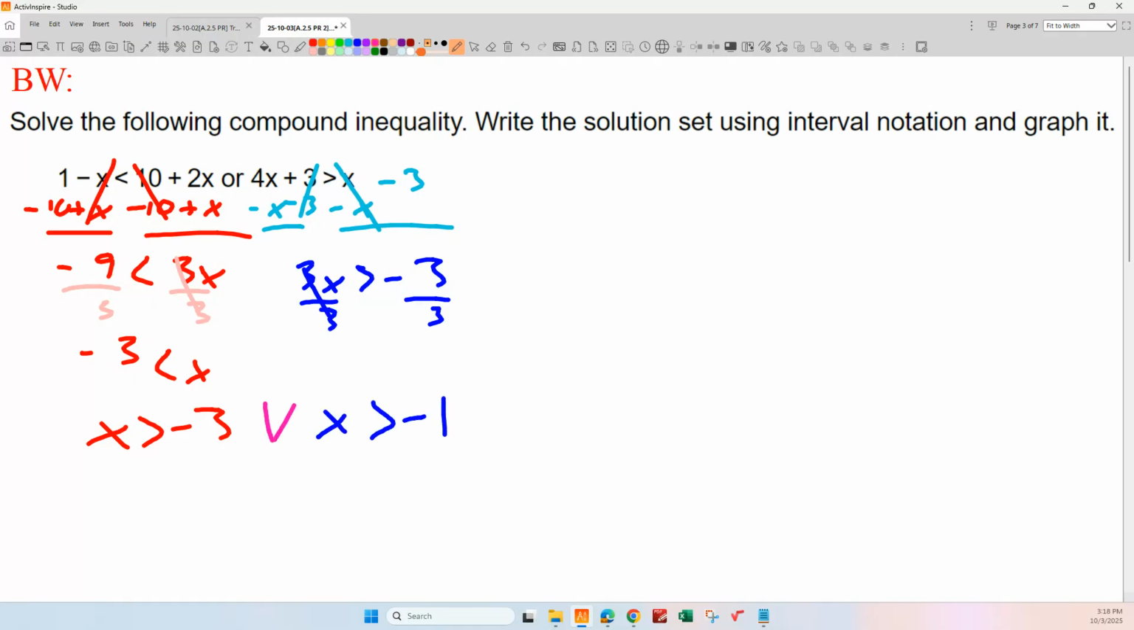Okay, now this is an or statement. So how many of those need to be true at the same time? Only one of them, right? So when I graph these, I want all the places where an ant would be walking on the red graph or on the blue graph. Every place where the ant is walking on either one of those should be included in our solution because it's an or statement, right?